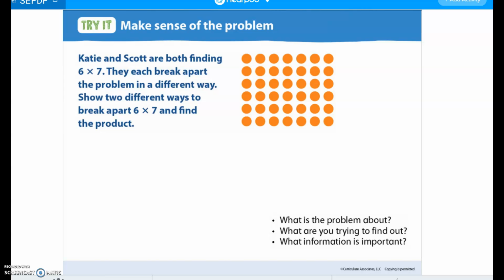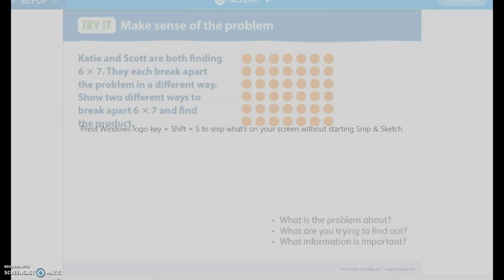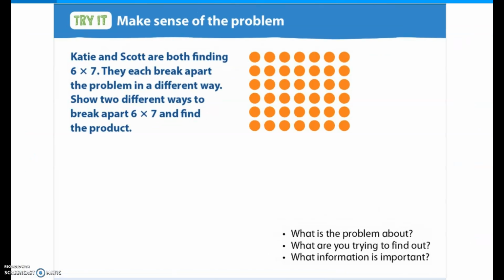Okay, we're on to lesson 7 today. So you should have tried this problem before you're watching the video. It says Katie and Scott are both finding 6 times 7. They break apart the problem in a different way. Show 2 different ways 6 times 7 could be broken apart.